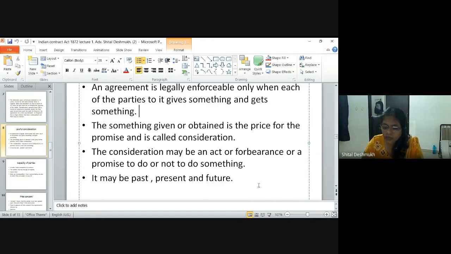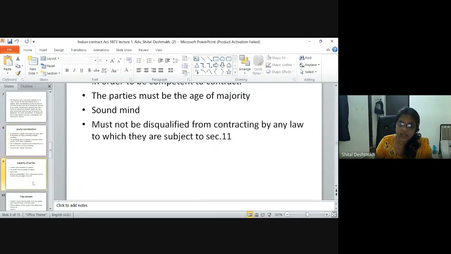A will take time to perform that promise and deliver the wheat to B. At the same time, it may not be possible sometimes. So it may be in the future, it may be present, at the same time is also possible, and it may be in the past. So consideration is giving and taking something. I hope you understand.